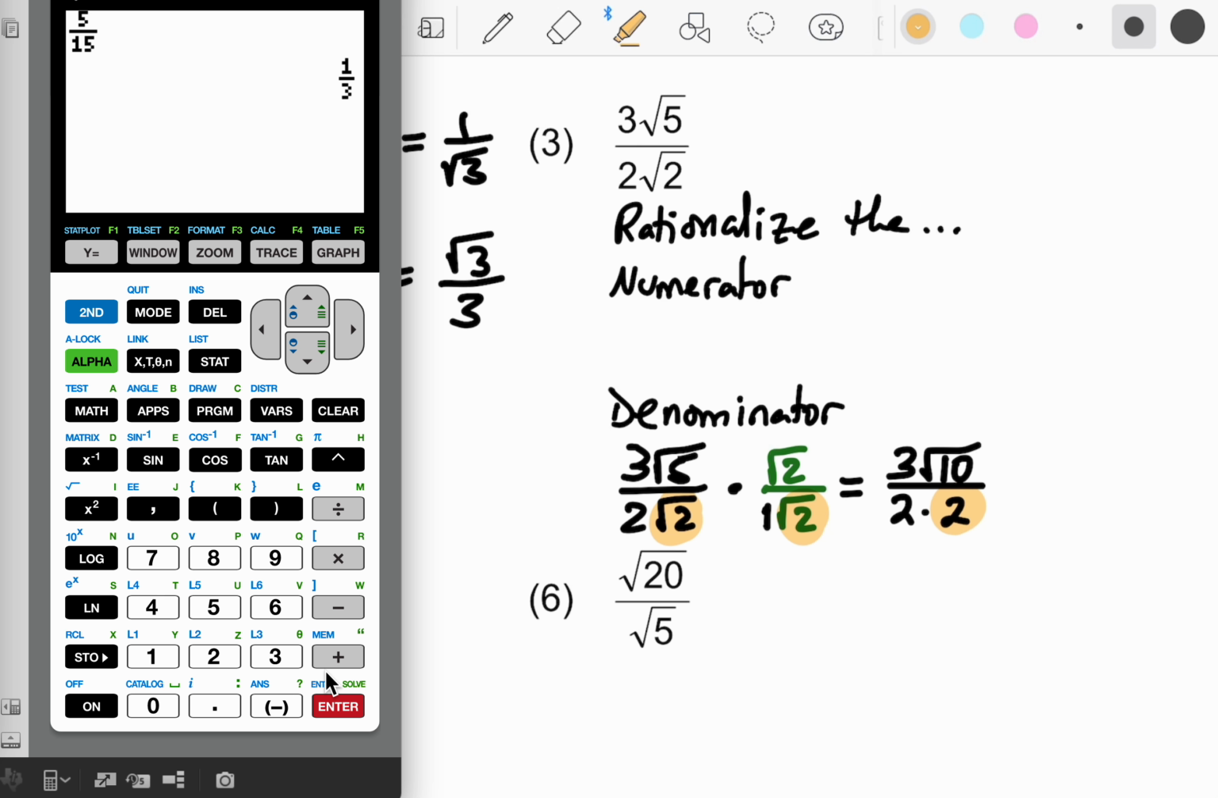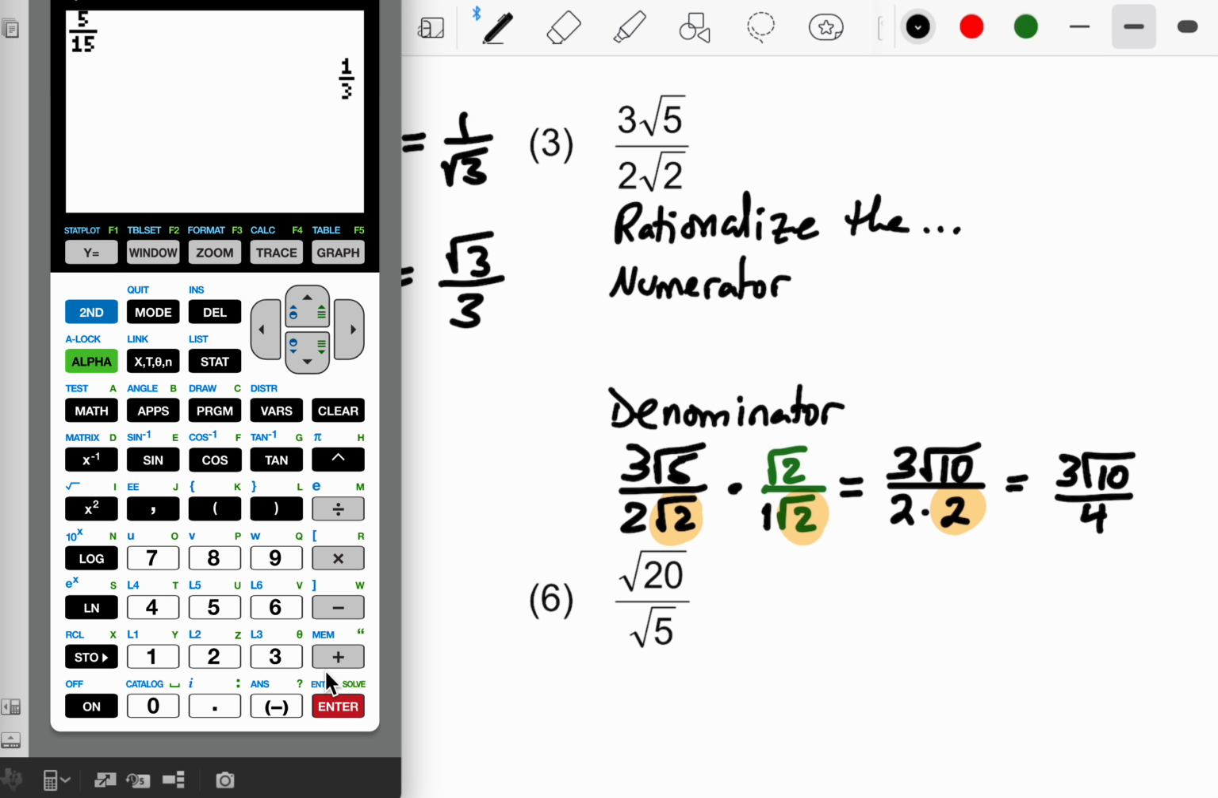Or if you want to show the intermediate step, radical 4, which would then become a 2. All right. So we have 3 radical 10 over 4 as a final answer, if we had to rationalize the denominator. Same value as the original fraction, just without a radical in the bottom.